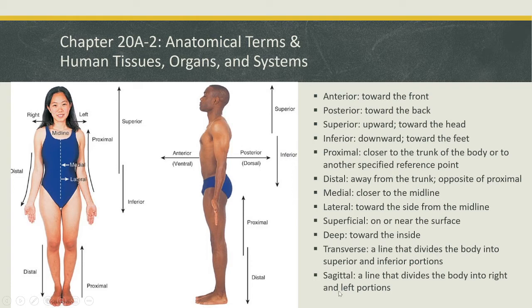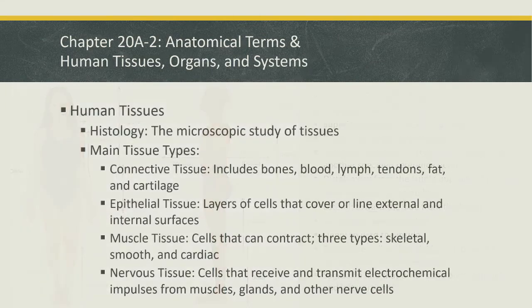And then sagittal, a line that divides the body into right and left portions. So the midline here would also create a sagittal line. So a sagittal image of a person's brain would be as if you sliced right here and split it into left and right, and you looked at the cross section of the right side of the brain. That would be a sagittal image. All right, so those are those terms.